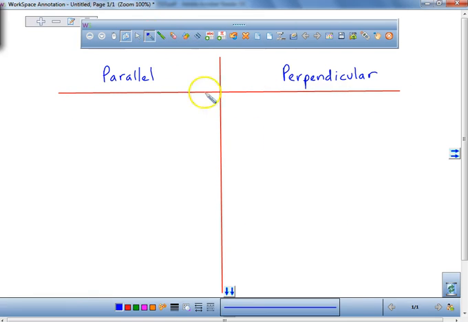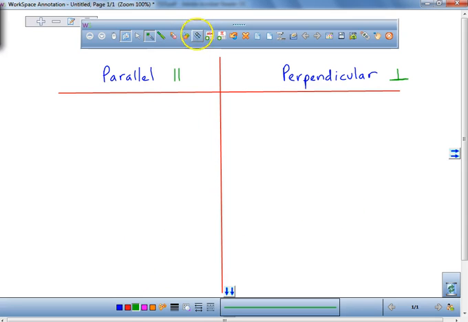Now, the parallel symbol I'm going to do in green so you can see. It looks like a pair of L's. That's the parallel symbol. The perpendicular symbol looks like an upside down capital T. So whenever you see me write this, that means parallel. Whenever you see me write this, that means perpendicular. You don't have to write those two words if I write the symbols, as long as you know what they mean.